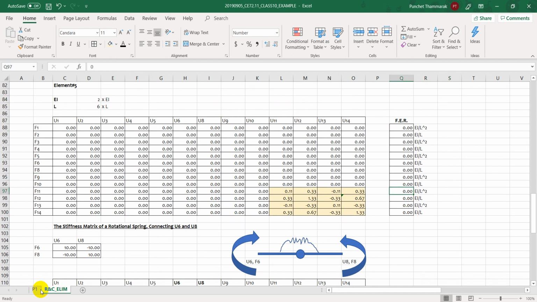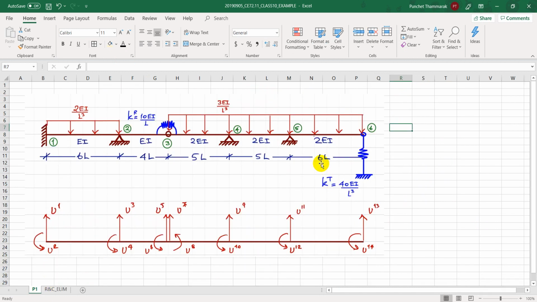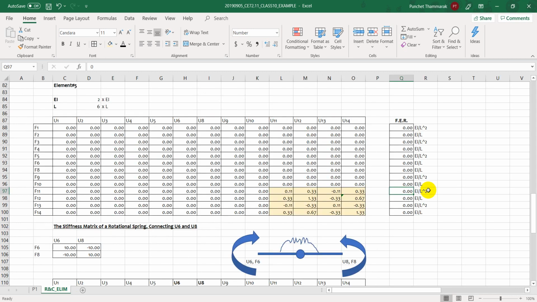Last span is 6, so this is equal to 3 multiplied by 6 divided by 2. WL over 2 turns out to be 9. For the moment, 3 multiplied by 6 square over 12, 9 as well. And that's it.